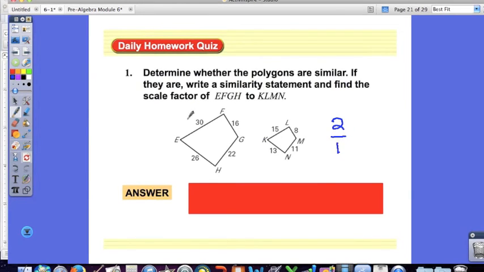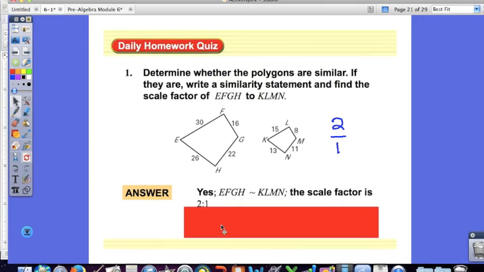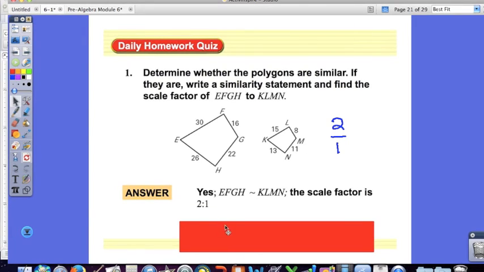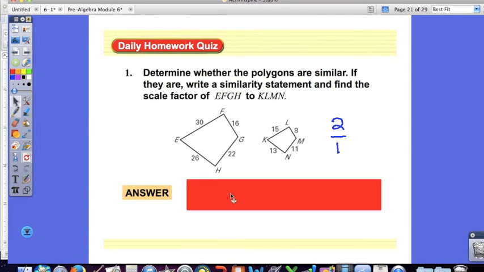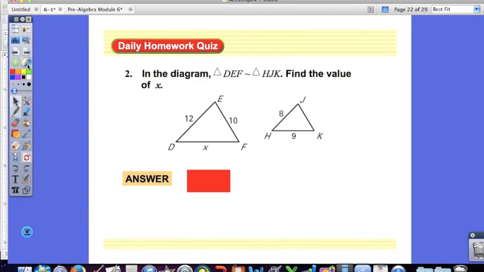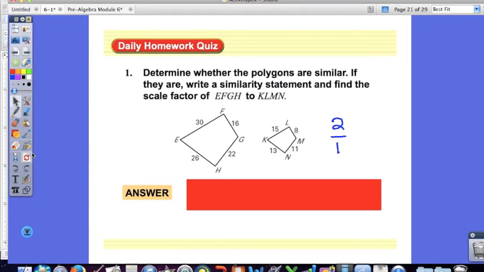So you can write this all out. Angle A is congruent to angle K, F is congruent to L, G is congruent to M, H is congruent to N. I believe you know how to do all of this. Okay, so there's your scale factor. Let's see if the similarity statements are on the next page or if they got cut out. They got cut out. You know how to do those. I'd be most concerned that you understand the scale factor.